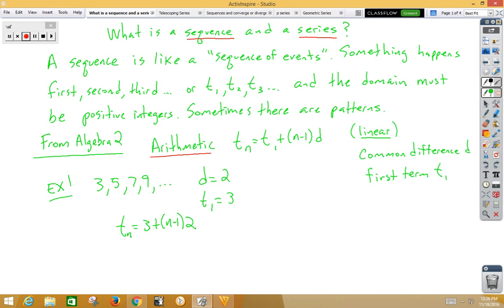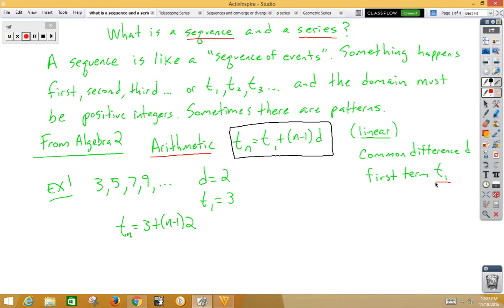They were in the form of t sub n is equal to t sub 1 plus (n minus 1) d. In that case, d was what is known as the common difference. D is the common difference, and the first term in this particular formula is t sub 1.